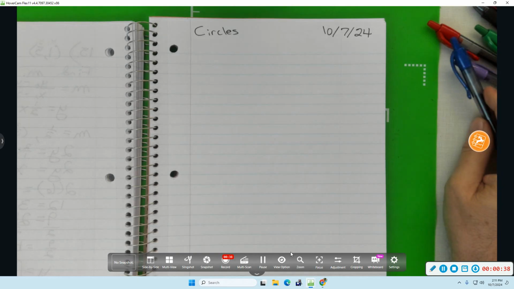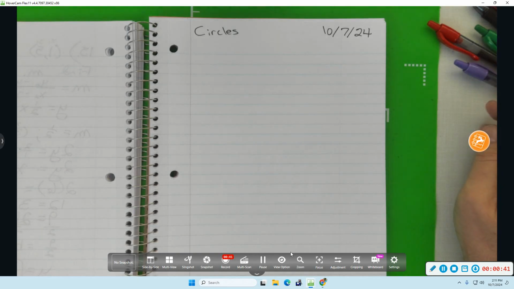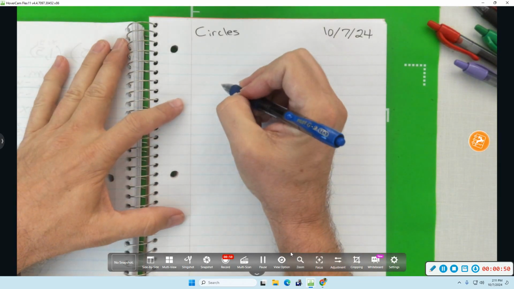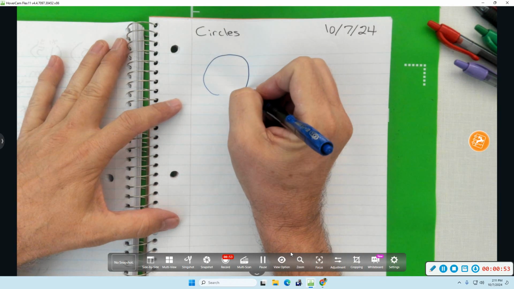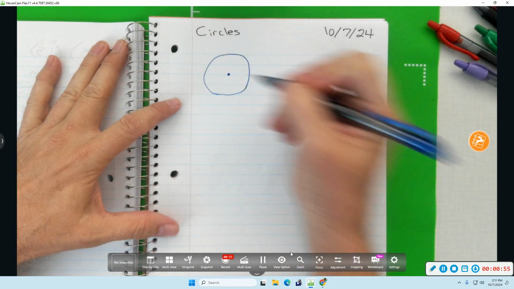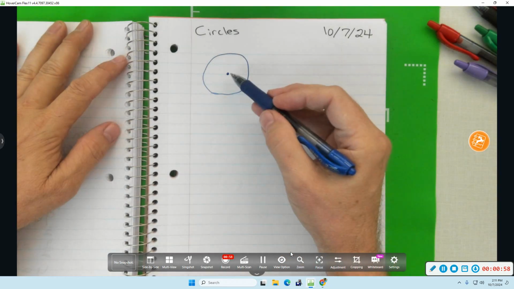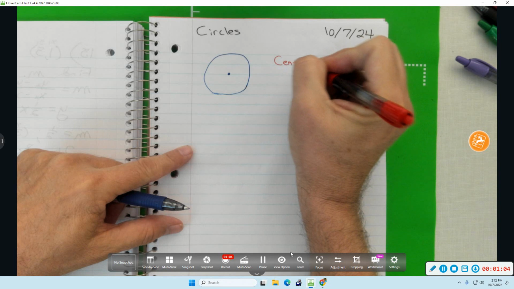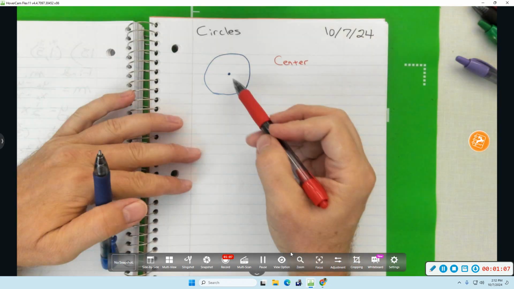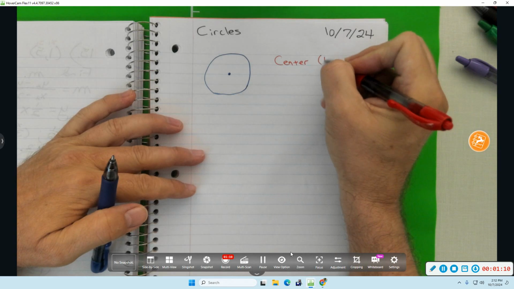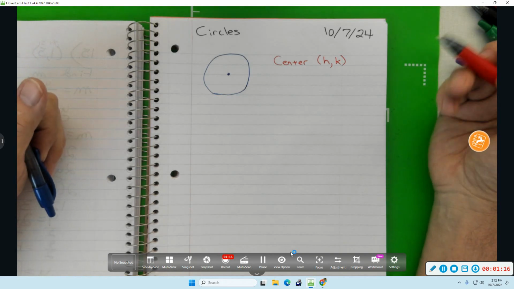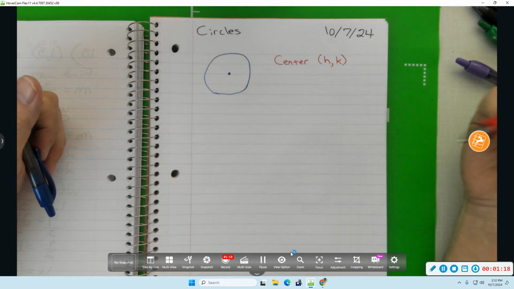And today we're going to look at circles, and we're taking an algebraic approach to circles. We make the assumption in a college algebra class that you're familiar with the geometry of a circle. You know what a circle looks like. You know it has some point right there in the middle, and that middle point is called the center. And we denote the center of a circle using the coordinates h, k. That's just standard practice. Pretty much all algebra books use h, k to denote the center of a circle.